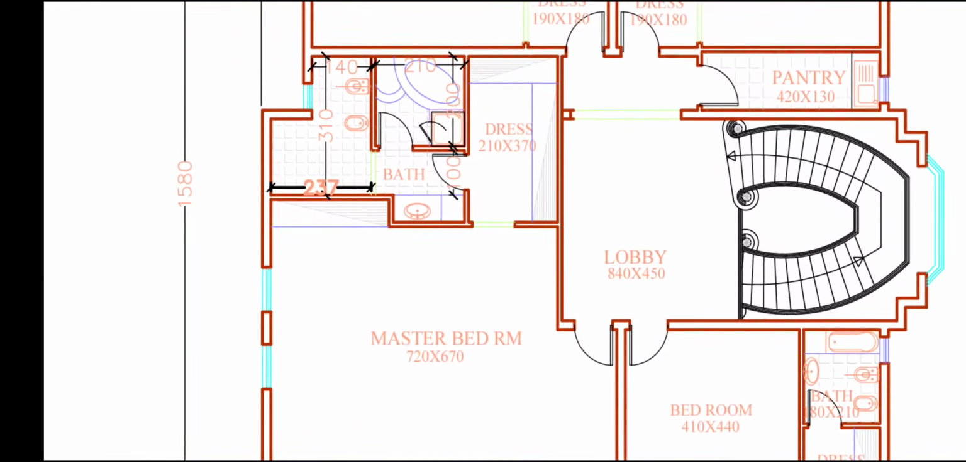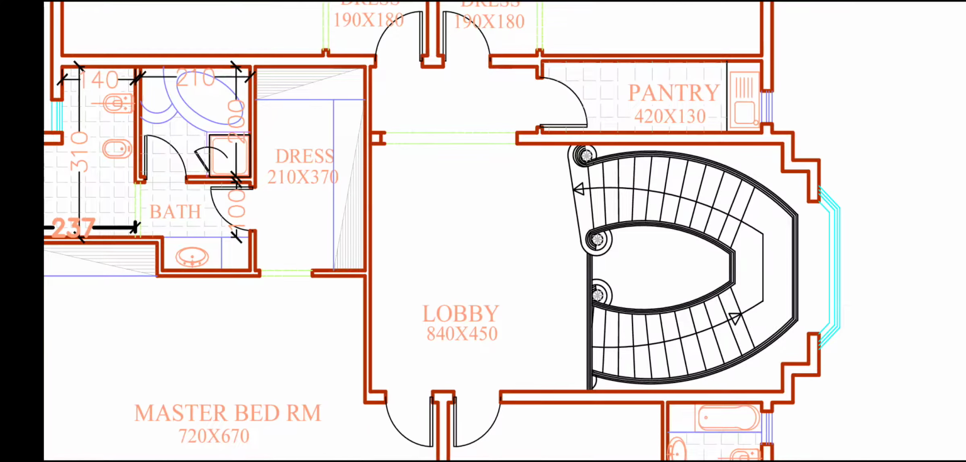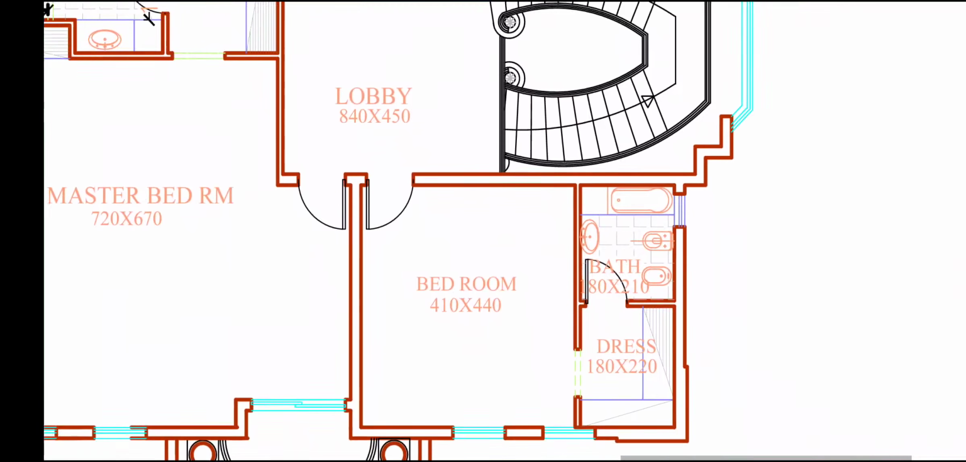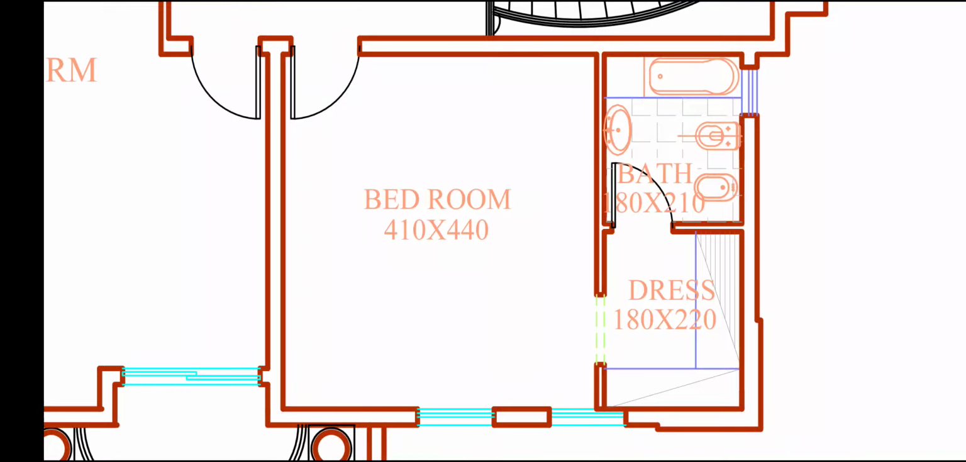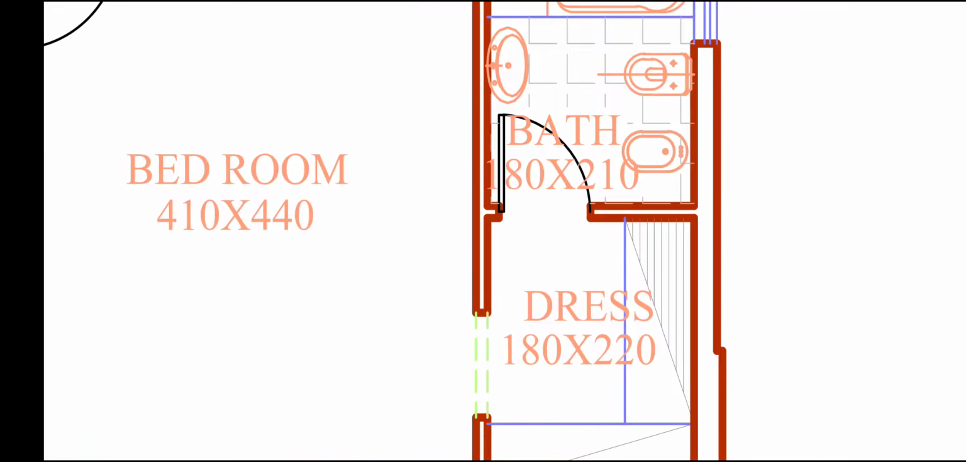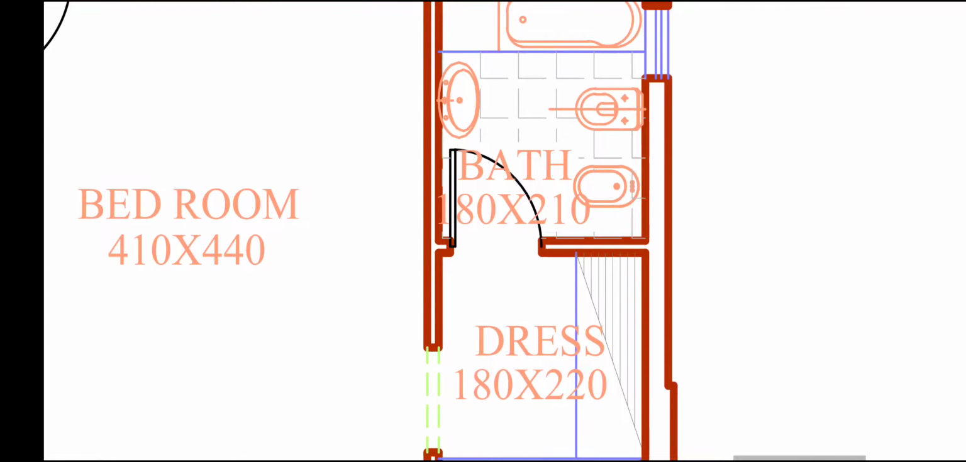And this first floor plan, nice plan, lobby 840 by 450 centimeter. This bedroom 410 by 440, and this attached bathroom and dress 180 by 220. This bathroom 180 by 210.